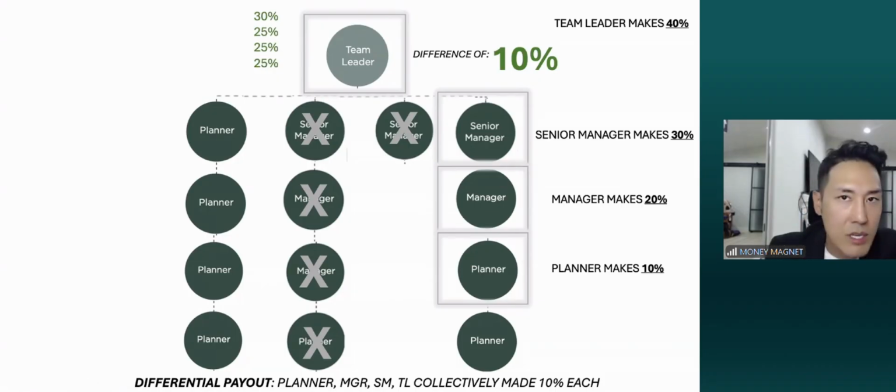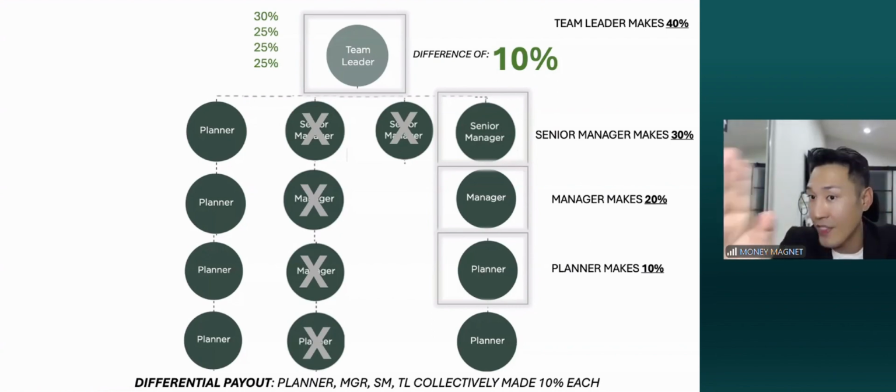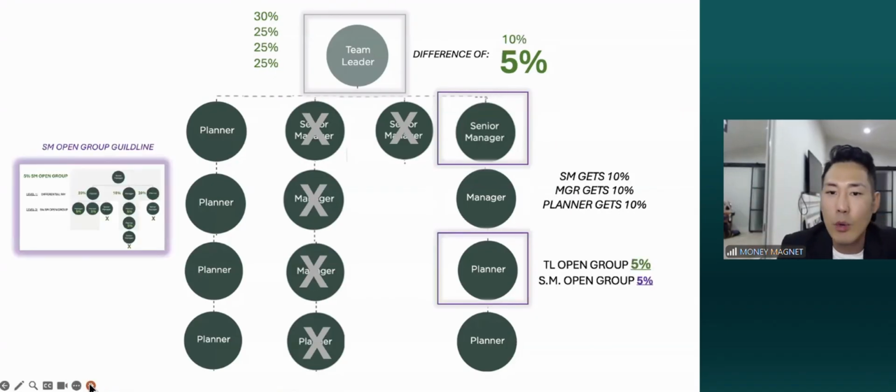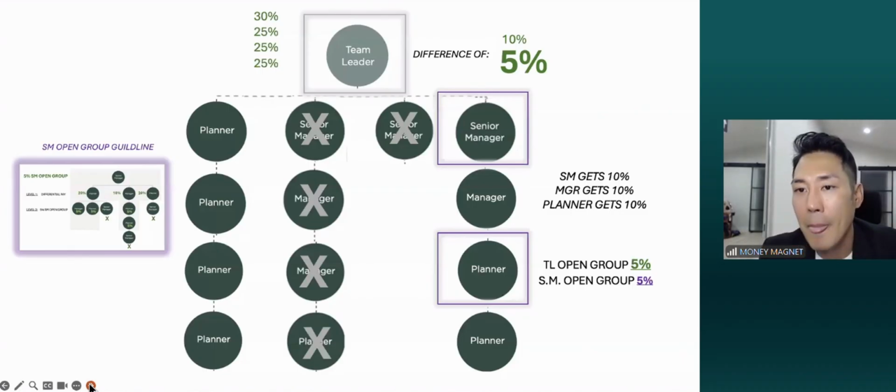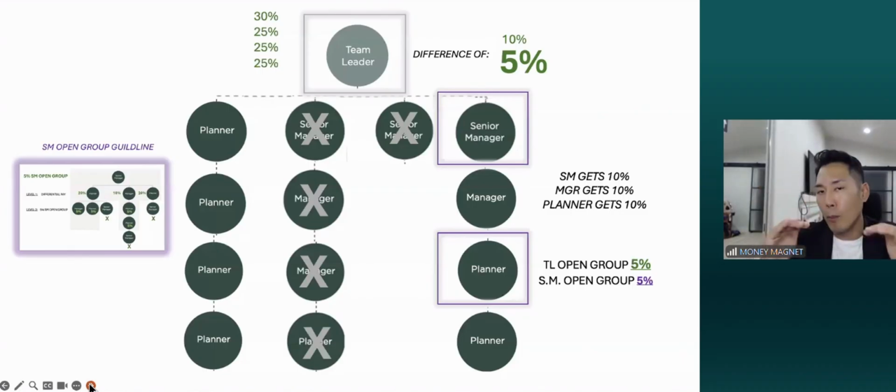Now here's a nuance you have to remember. On this side of the transaction, a team leader made 10% on the open group transaction, right? But in order to know what the team leader is going to get paid on this transaction, remember, we're boiling from the bottom, right? So we have to find out first, what did the planner make? What did the manager make? What did the senior manager make? What transactions happened? Why? Because the leftover is what rolls up to the team leader, right?